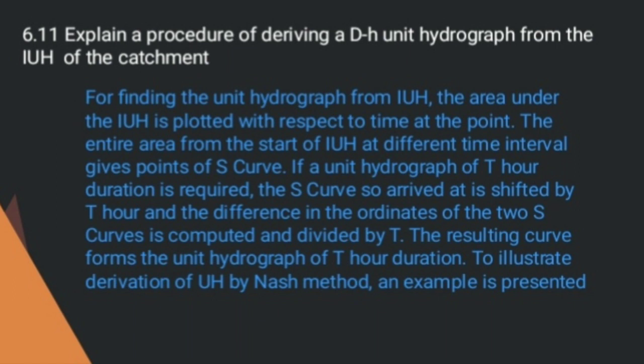If a unit hydrograph of T sub r duration is required, the S-curve so arrived at is shifted by T sub r, and the difference in the ordinates of the two S-curves is computed and divided by T sub r. The resulting curve forms the unit hydrograph of T sub r duration. To illustrate the derivation of the UH by the Nash method, an example is presented.